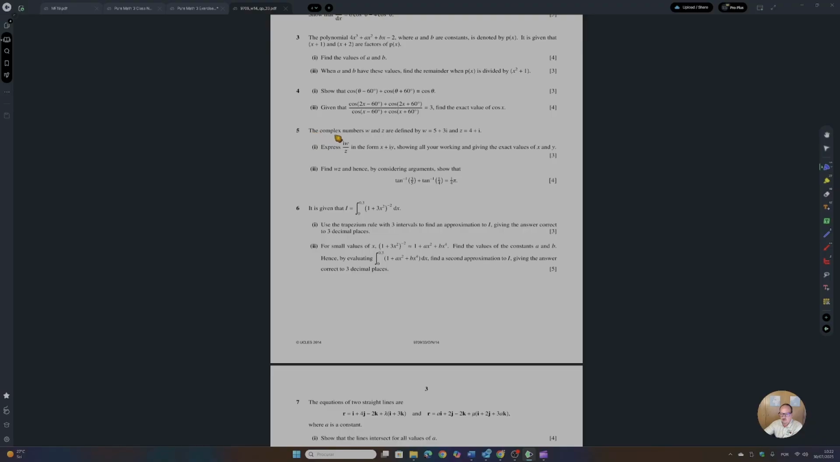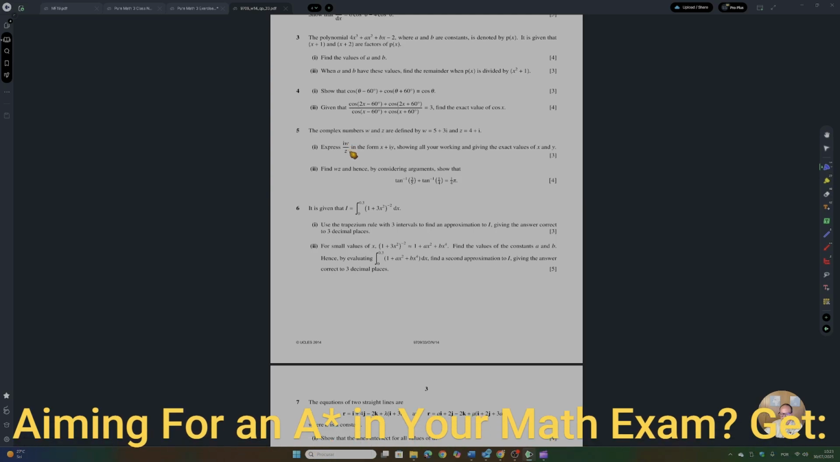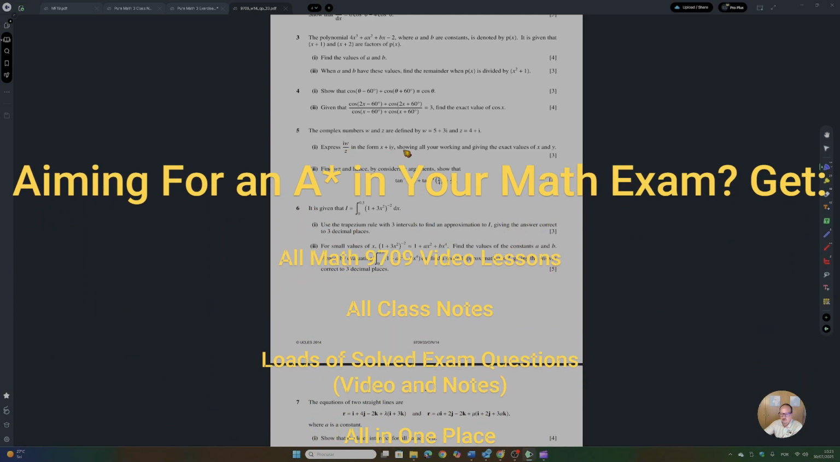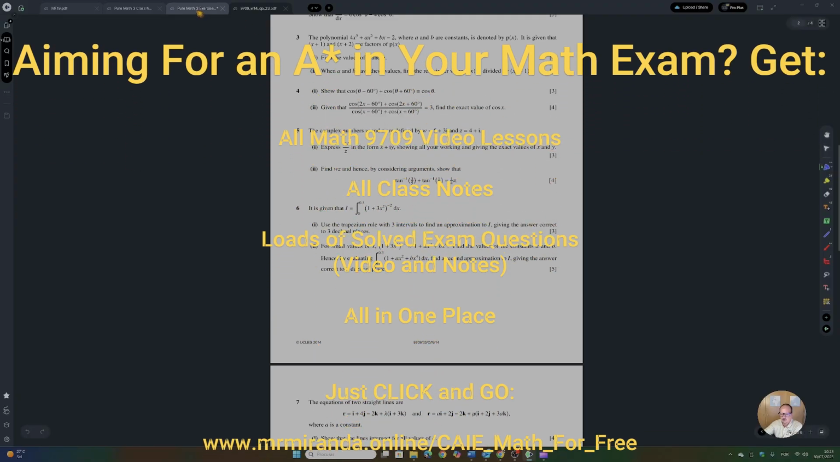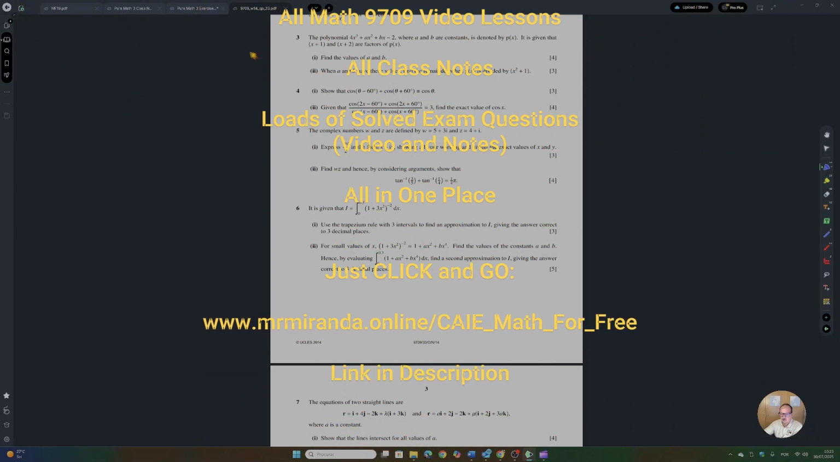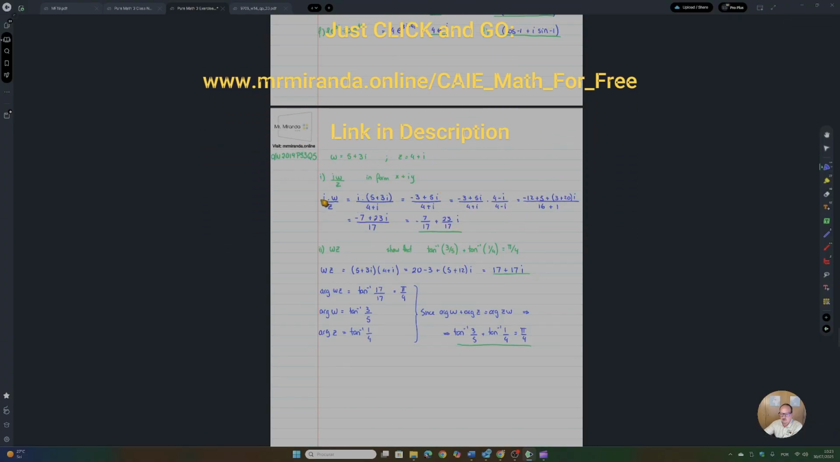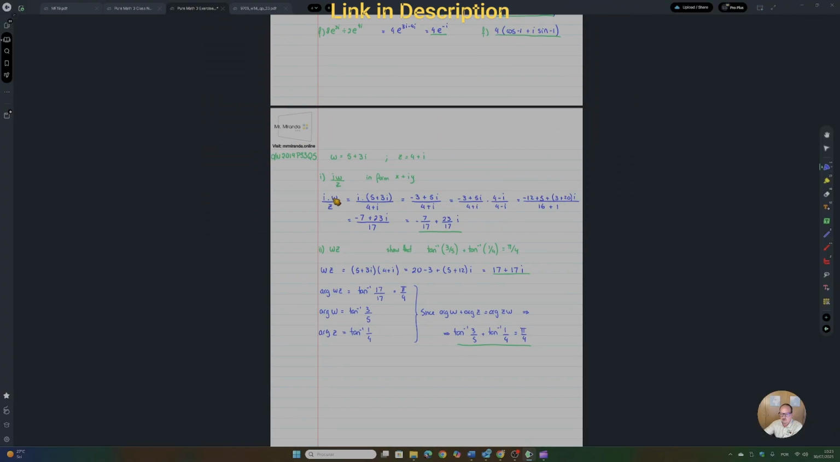Anyway, the question is: the complex numbers w and z are defined by w equals 5 plus 3i and z equals 4 plus i. Express iw over z in the form x plus iy, showing how you're working and giving the exact values of x and y. Okay, this should be simple. I'm not going to go into details on how to do this. I'm assuming that you already know how to do this very quickly.